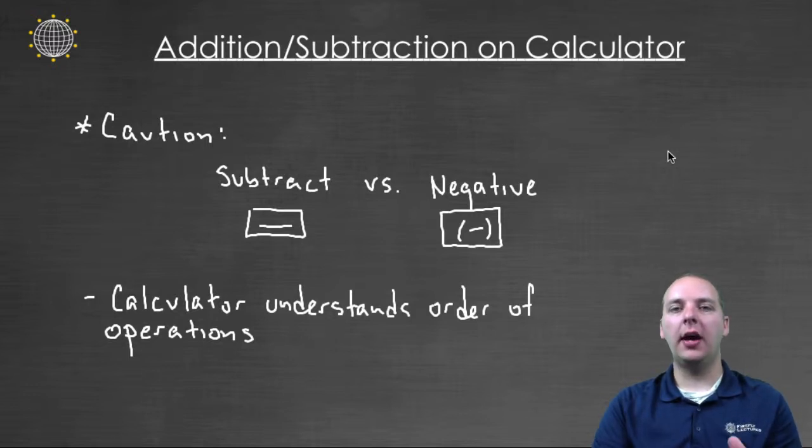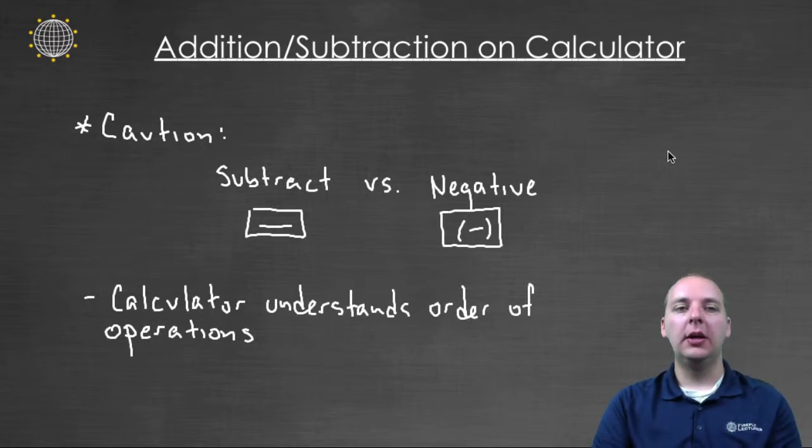Especially when you're doing long algebra problems, the calculator can be really helpful for a lot of different things. One of the things it can do is easily do addition and subtraction. It can handle negatives. The calculator understands order of operations and all of those kinds of things. So I'm going to pull up the calculator in just a second.